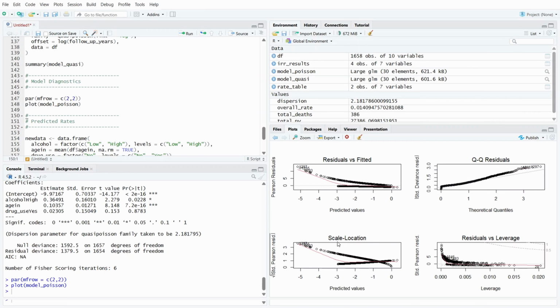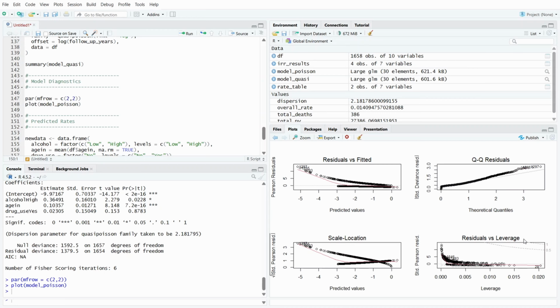Moving to the bottom left, the scale location plot. This shows the square root of standardized residuals against fitted values, and it's used to assess whether the variance is constant. What we want is a flat horizontal trend. Instead, we see a clear downward trend. Higher variability at lower fitted values, decreasing as fitted values increase. This confirms heteroscedasticity, meaning the variance is not constant, which violates another assumption of the Poisson model.